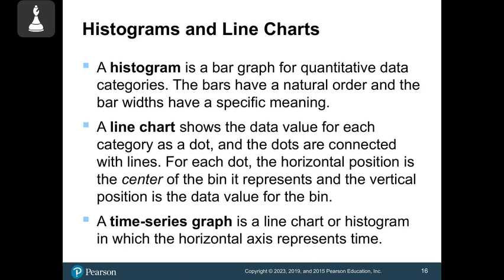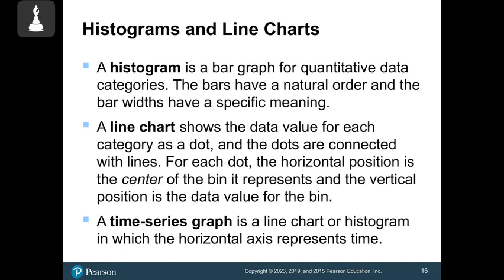A line chart, some of you may think of it as a scatter plot that's connected, with a line connecting all the dots. So it shows a data value as a dot, and then it's connected with a line all the way through to represent what's happening, or how it's changing, as you go from the beginning to the end.